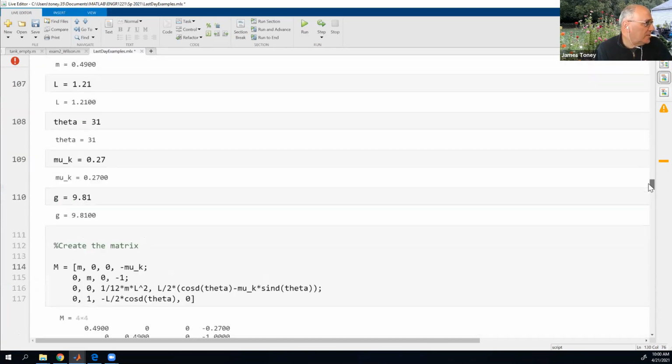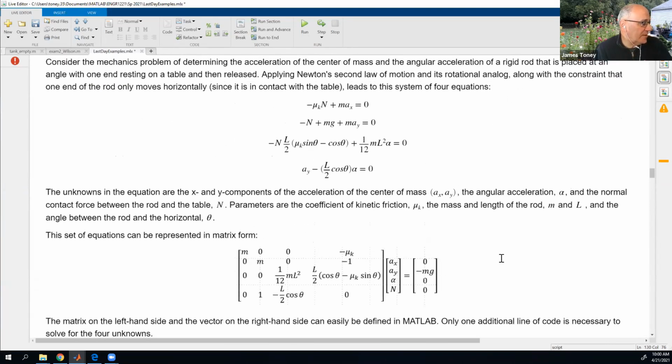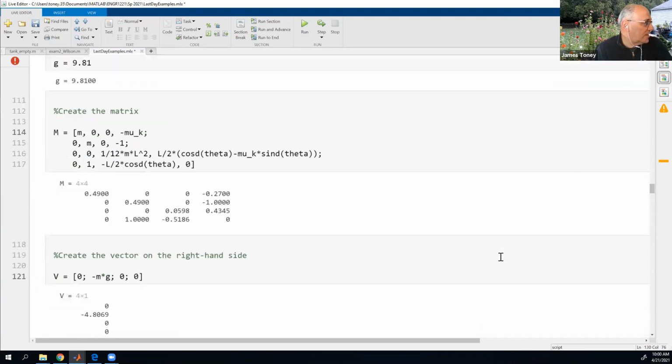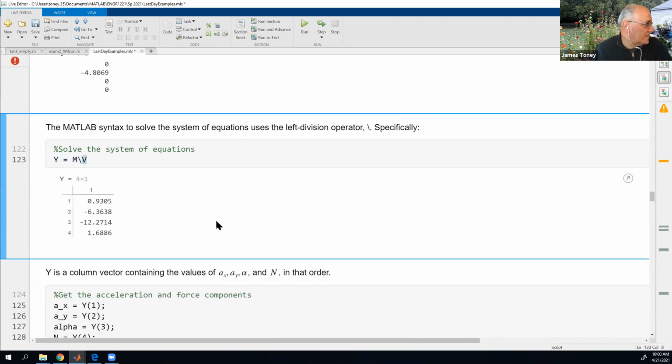All right, so you should know how to do all this. You should know how to set up a matrix and a vector, of course. So the new trick here is just knowing this little thing. This is how you tell MATLAB to solve a system of linear equations.